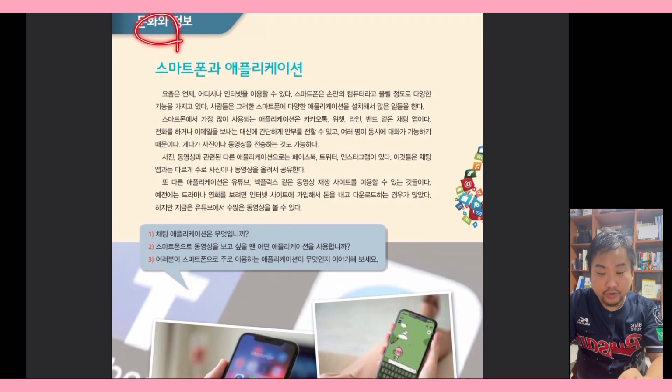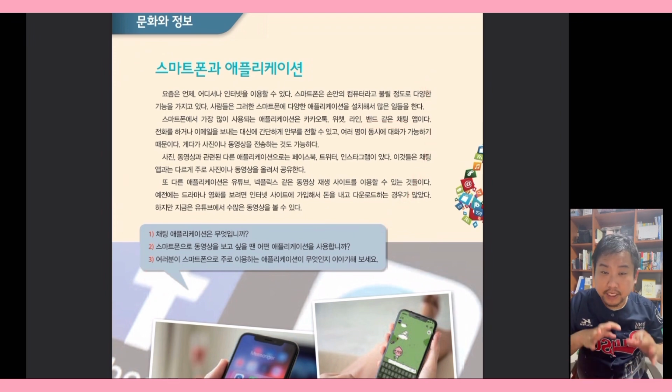So the cultural note is 스마트폰 and application, which is app. We use KakaoTalk a lot, China uses WeChat, and Vietnam or Thailand use Line and Band, blah blah blah. So just check it out. There's no difference in this cultural note.